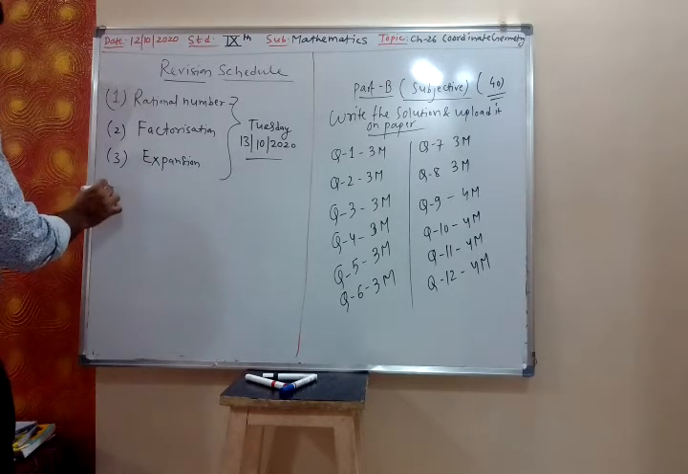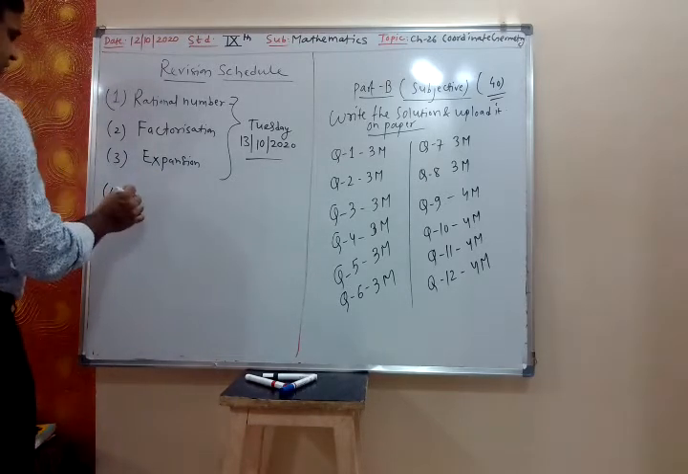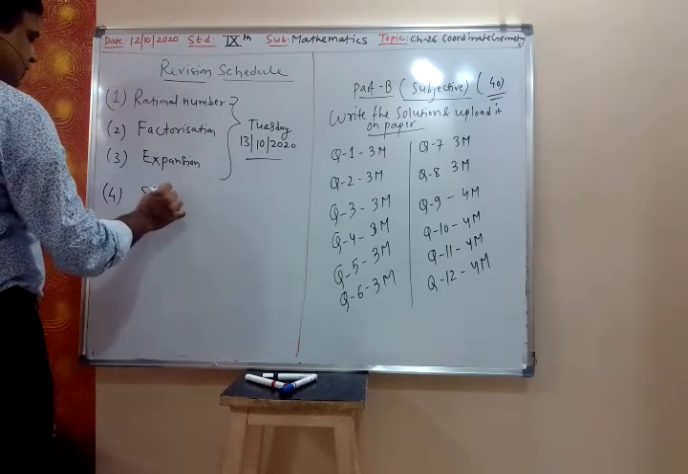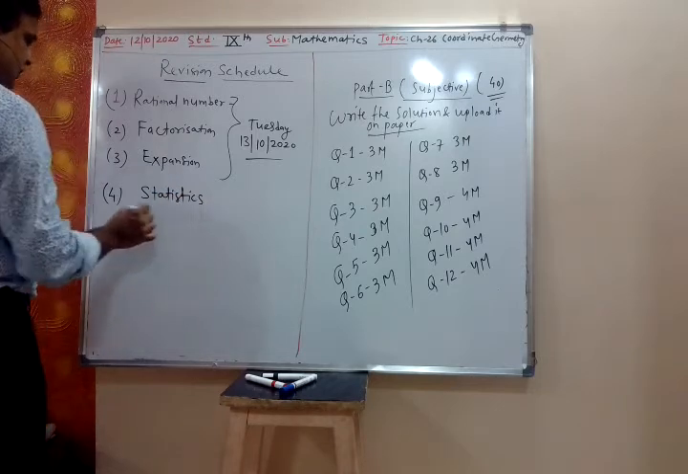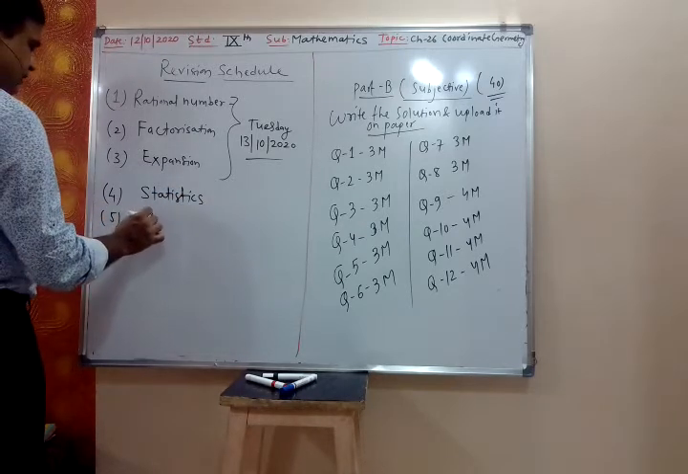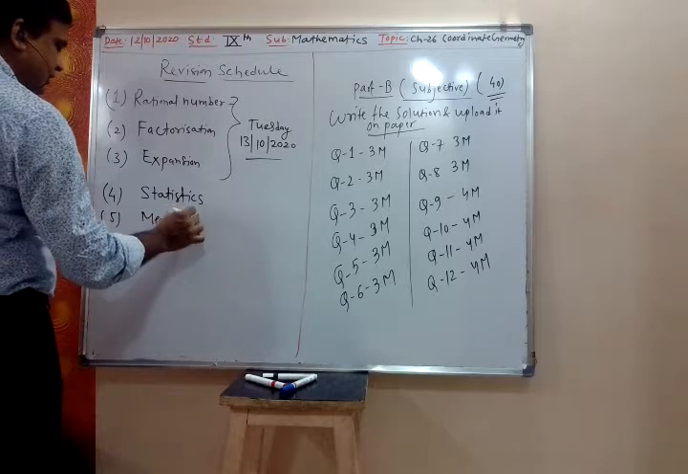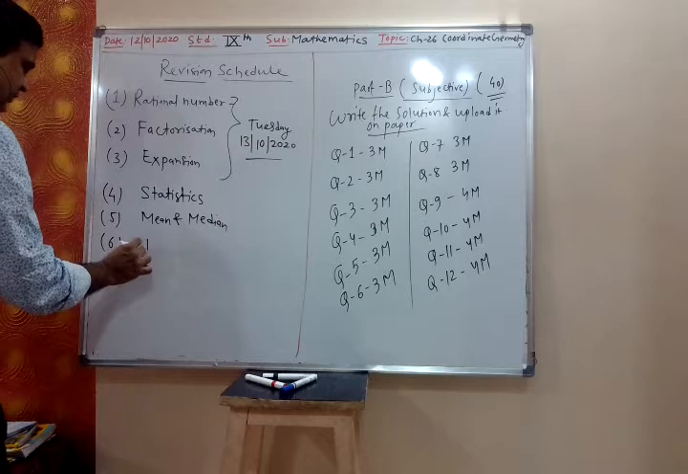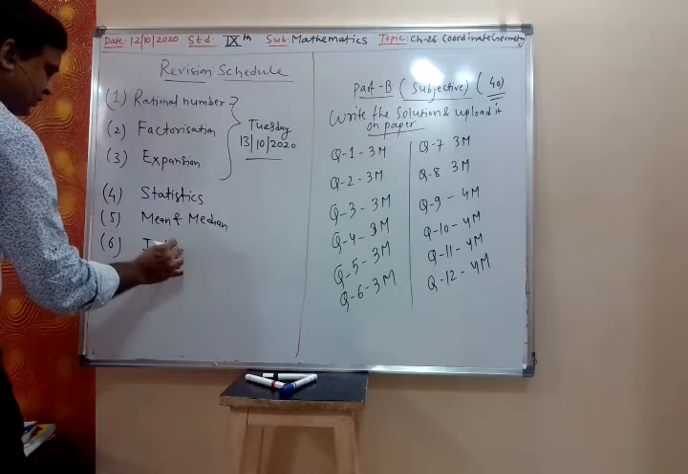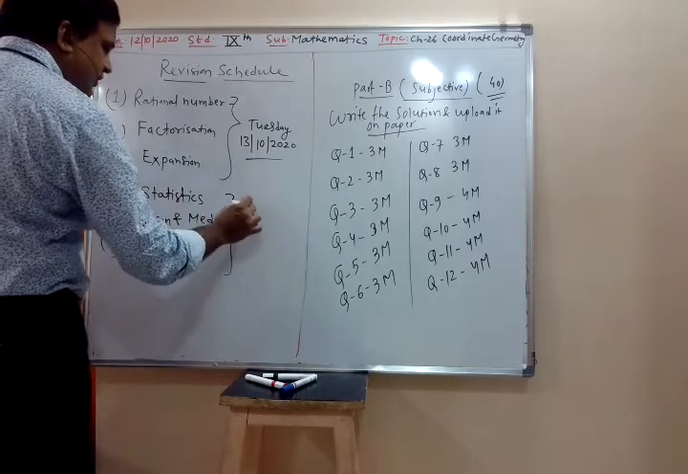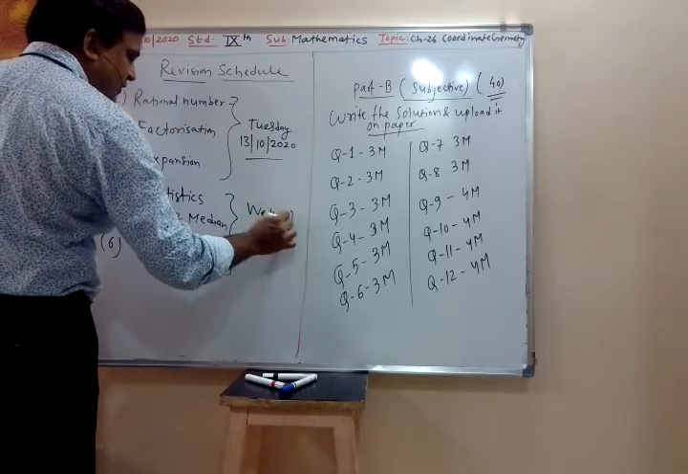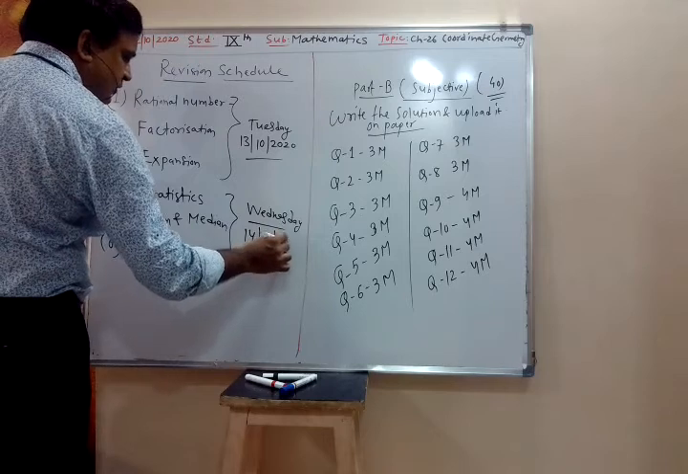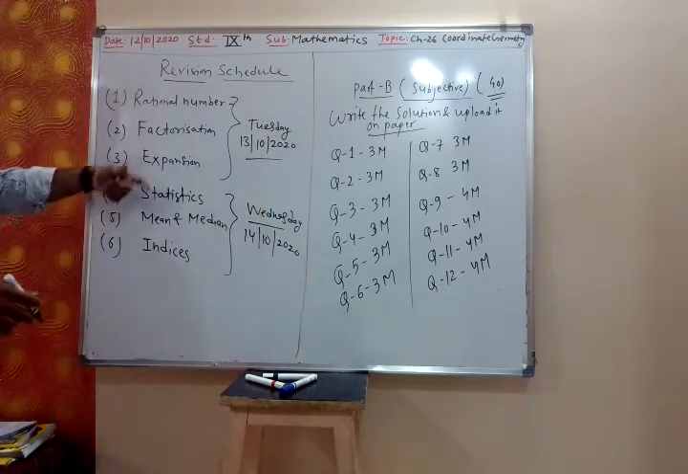Then after this, we have statistics, correct? Statistics, mean and median. Then indices. This I will do on Wednesday, that is 14th October. Both we are having 2 periods, so in 2 periods we will clear this.